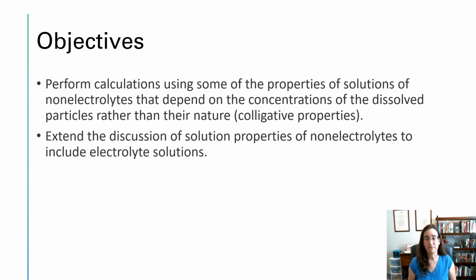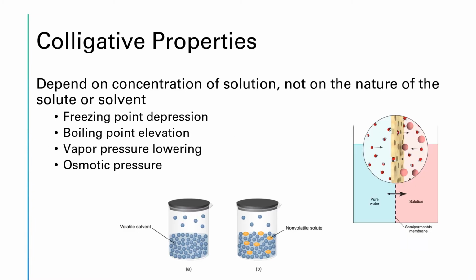Our objectives are to perform calculations on these properties, which are called colligative properties, and we want to be able to handle colligative properties whether we're talking about a non-electrolyte solute or a solute that's an electrolyte. Colligative properties depend on the concentration of your solution, not on what the particles actually are. And so we are going to be very interested in how many particles we get out of our solute as it dissolves. The four colligative properties we're going to discuss are freezing point depression, boiling point elevation, vapor pressure lowering, and osmotic pressure.